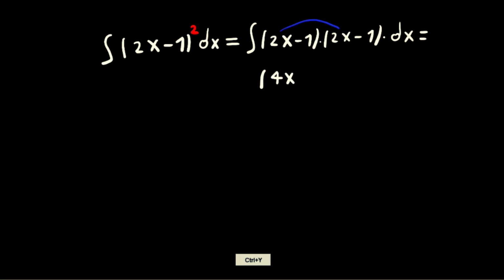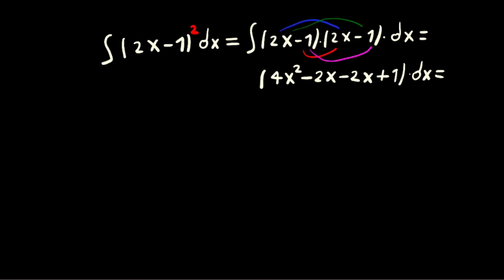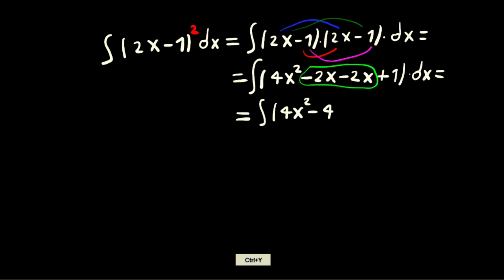2x times 2x is 4x squared, and then 2x times negative 1, that's negative 2x. Negative 1 times 2x is also negative 2x, and finally we have negative 1 times negative 1, which is plus 1. So, now let's combine like terms. Negative 2x plus negative 2x is negative 4x. So, this is what we now have.